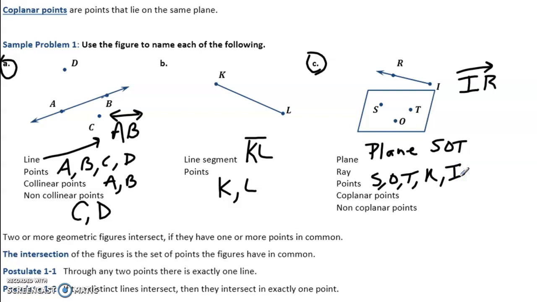Coplanar. For the plane that's drawn, what are the points on that plane, Madison? What are the points on the plane? S, O, and T. So we would just put that. And then there are some points that are not on that plane. Easton, what are 2 or 3? I and R. So we would just list those. Okay, so hopefully that gives you an understanding of what's on the plane, what's not on a plane, and just good review on naming things.